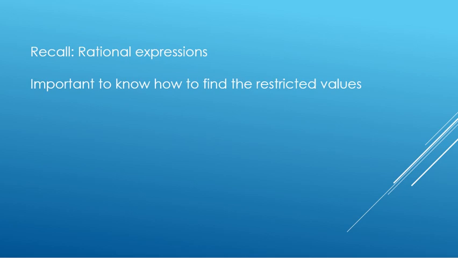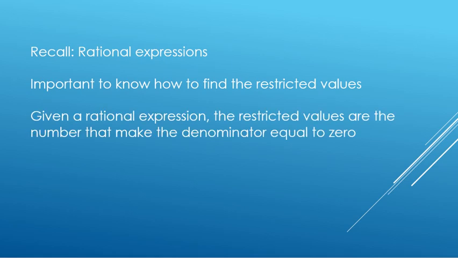So a rational expression or a rational quantity, the big thing is you want to know how to find the restricted values of a rational expression. And what are the restricted values? The restricted values are the number or numbers that make the bottom equal to 0. So what you want to do is take the bottom of your fraction, set it equal to 0, and if you have x's in there, then solve for x.